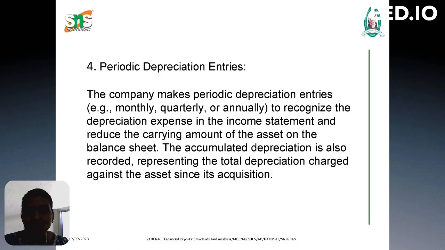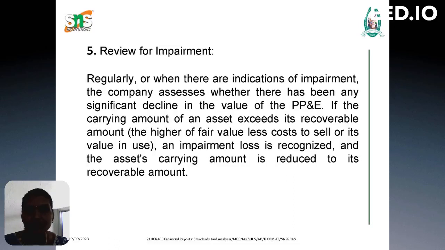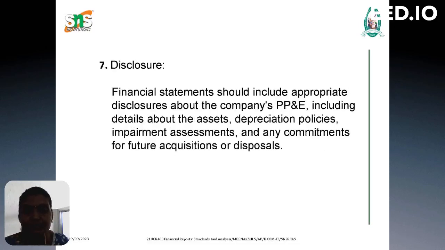After finding out the periodic depreciation entries, it is important to review for impairment regularly or when there are indications of impairment. The company has to assess whether there has been any significant decline in the value of the PP&E. If the carrying amount of the asset exceeds its recoverable amount, it is important to recognize an impairment loss.